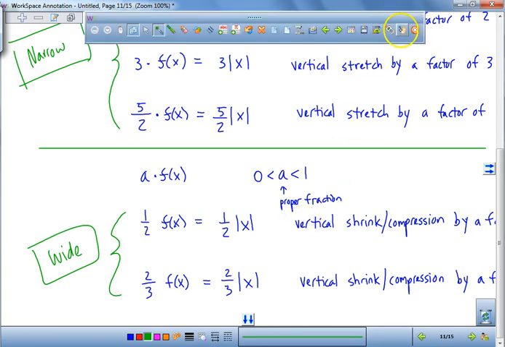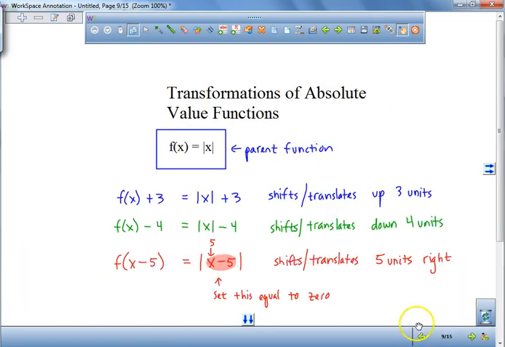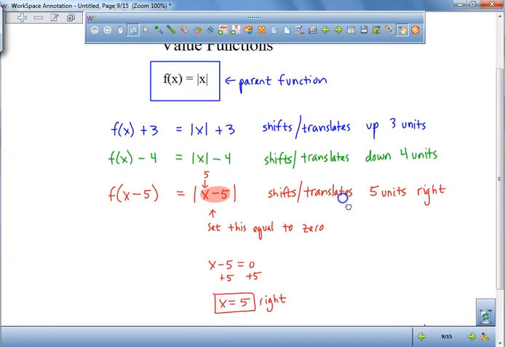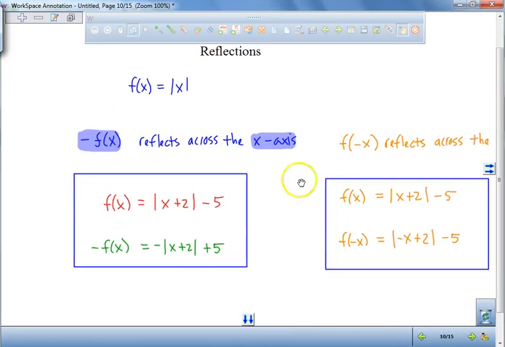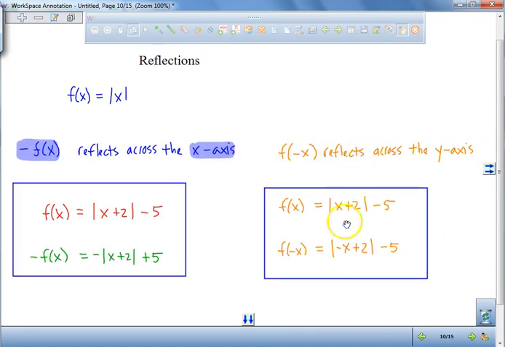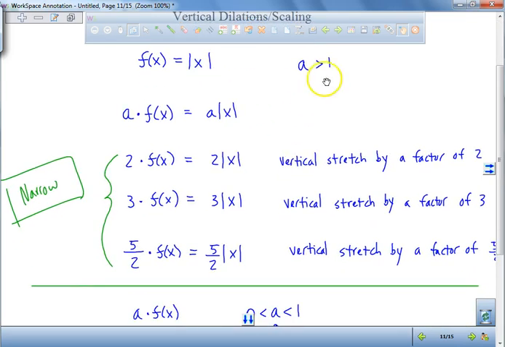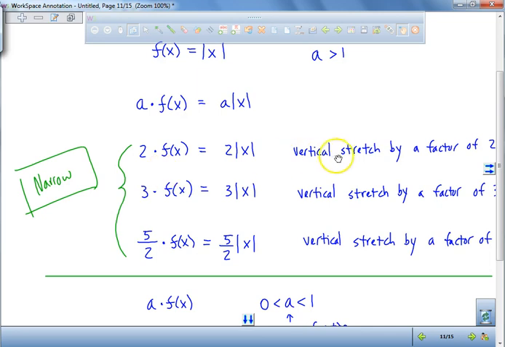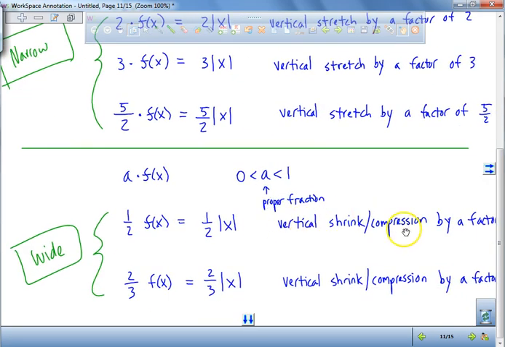So what were the 3 concepts that we talked about today? We talked about, first of all, shifting, right? Up and down and left and right. Then we talked about reflecting. Negative f of x reflects across the x-axis. F of negative x reflects across the y-axis. Then we talked about vertical dilations or scaling. If the number is bigger than 1, it becomes more narrow. It's called a vertical stretch. If it's less than 1 but greater than 0, we call it a vertical shrink or a compression, and it makes it wide. And that's all I have to say about that.